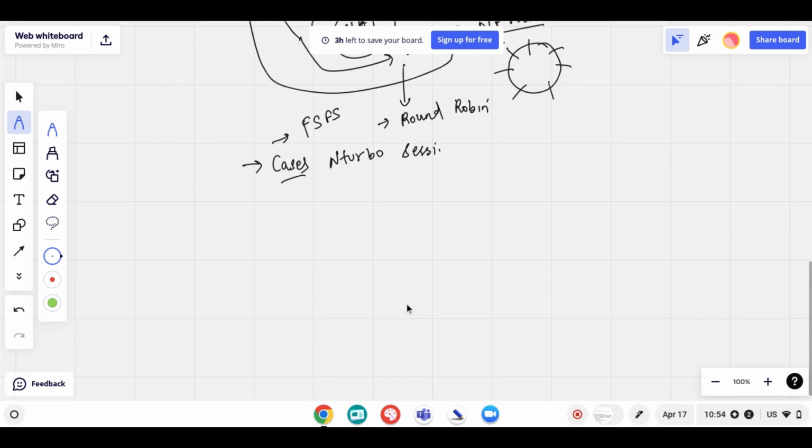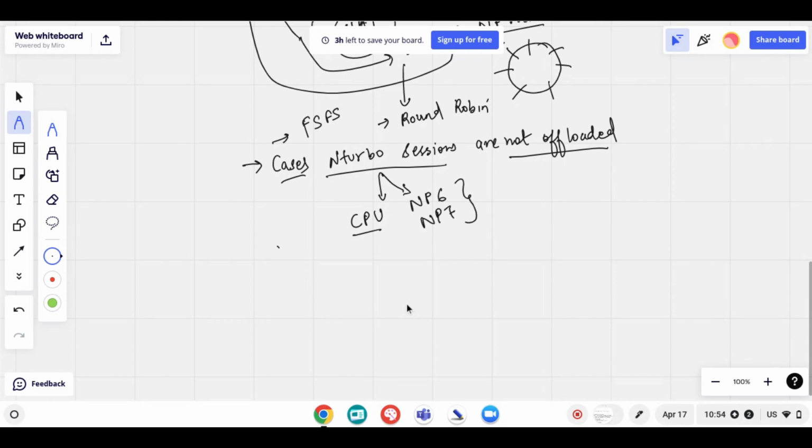Okay, now we will be discussing that there are cases when nTurbo sessions are not offloaded. Offloaded means that they cannot be taken by the nTurbo or the network processor, as we already discussed. Because, as we already discussed, there are CPU handled tasks. If there is no nTurbo function or network processor, then NP types, NP6, NP7, NP8, these types of processors are used to handle it, right? Now there are cases when nTurbo sessions are not offloaded.